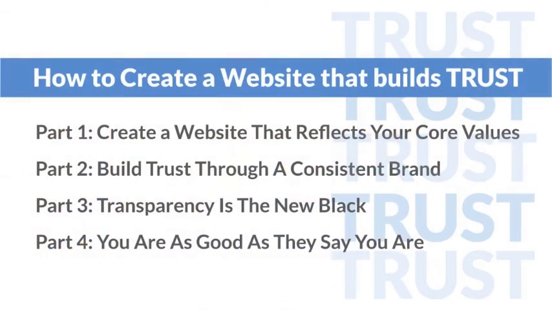We're going to jump into the other parts of our video series. So you just heard about how to create a website that reflects your core values. Next, we'll talk about building trust through a consistent brand. Part 3 of this is transparency is the new black. It's always good to be upfront and honest. And part 4, you are as good as they say you are.